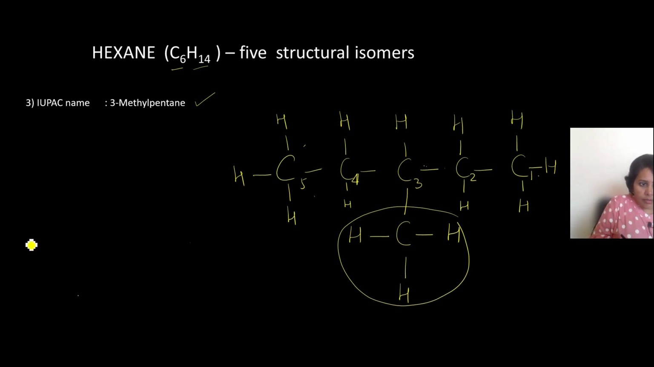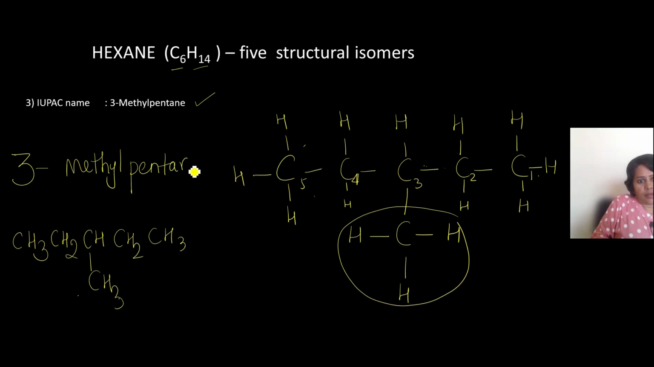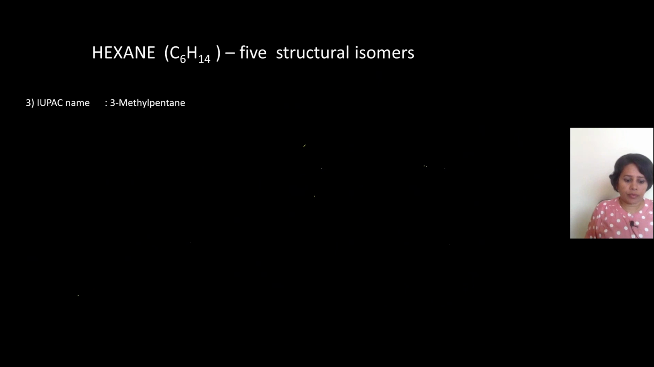This we can write in another way also: CH3, CH2, CH, CH3, CH2, CH3. So hence we can say, what is the name of the compound? 3-methyl pentane. So this is another isomer of the hexane. Let's see another example, another isomer of the hexane.